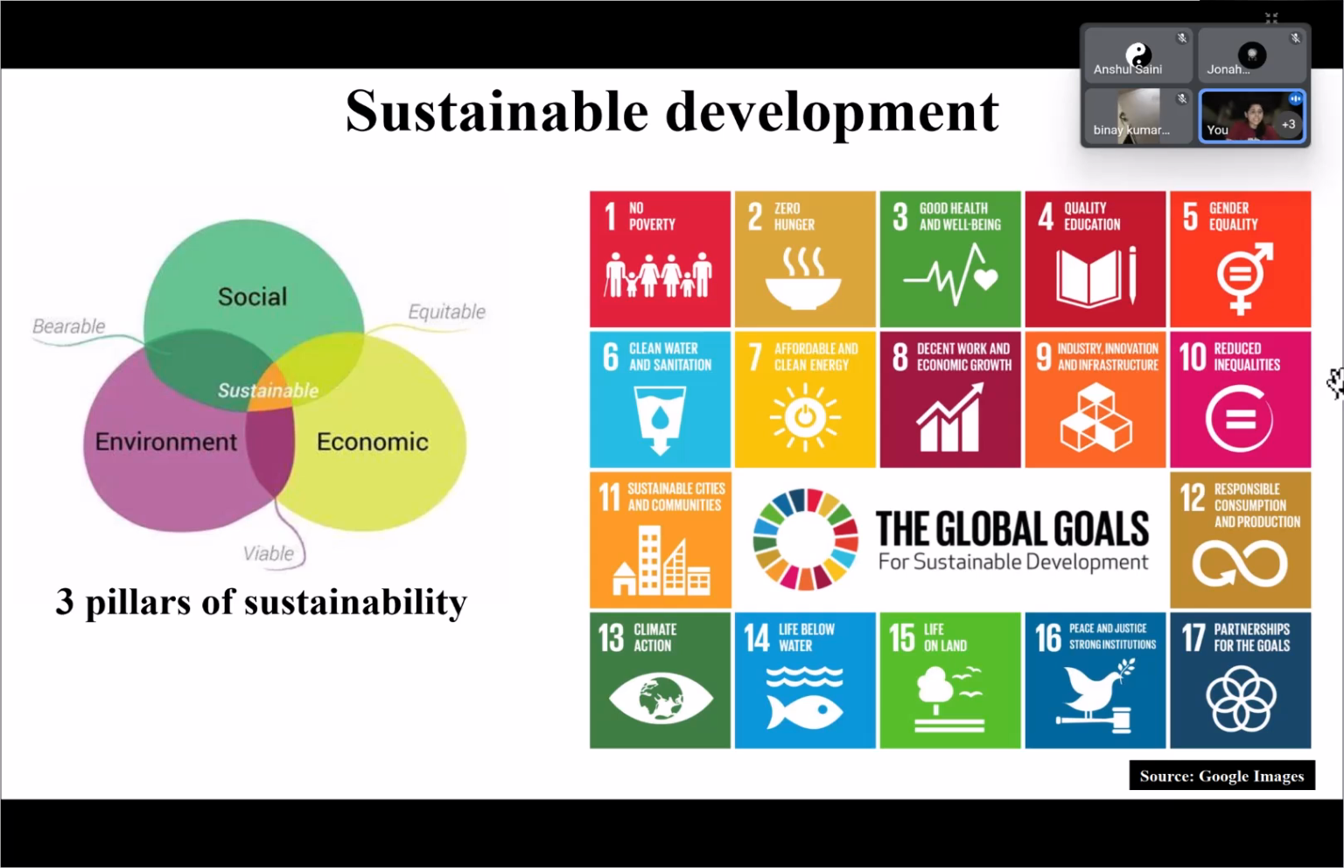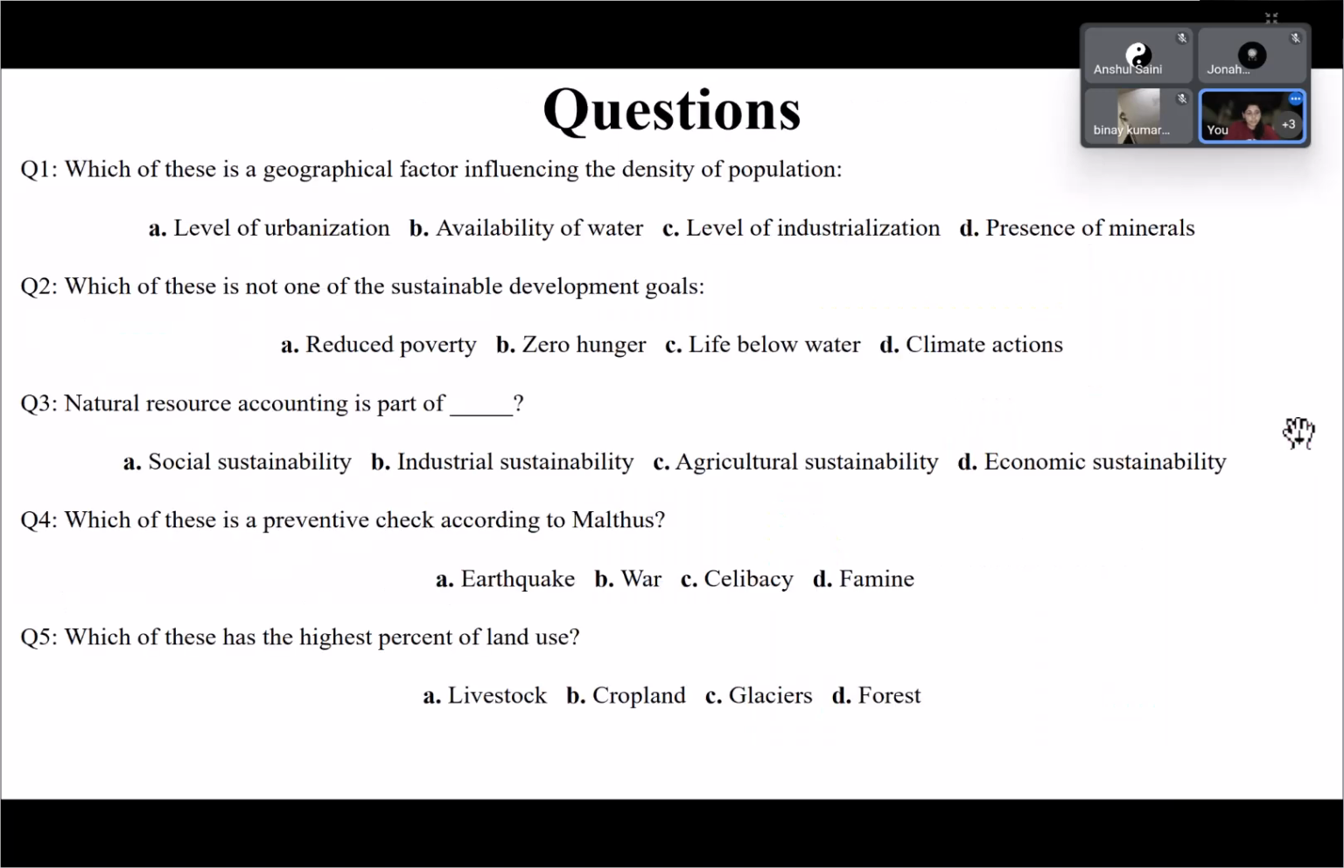where we looked into sustainable development, weak sustainable development, strong sustainable development. In sustainable development, you focus on social, environment, and economic, all these three perspectives. And these here on the right are the 17 agendas that are put forward for sustainable development of the globe. So these questions cover what we have already discussed.